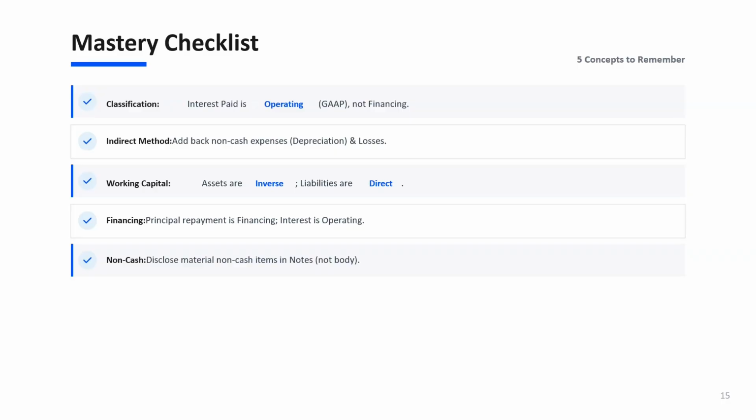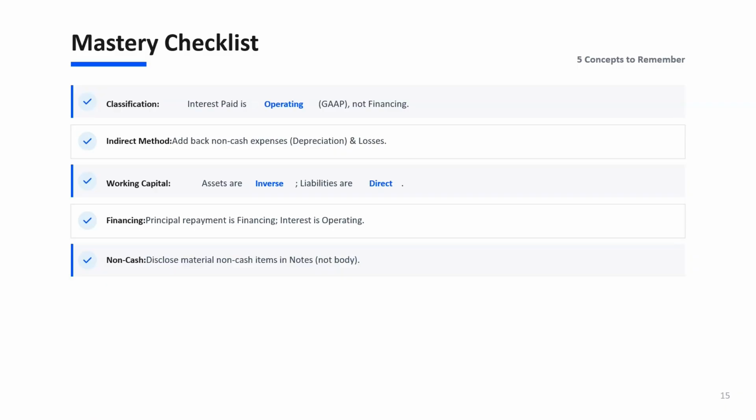So the first, remember that interest paid is always an operating activity under GAAP. Don't let the exam trick you into putting it in financing. The second one, when using the indirect method, you must add back non-cash expenses like depreciation and any losses. Third, master the working capital rule. Current assets are inverse and current liabilities are direct.